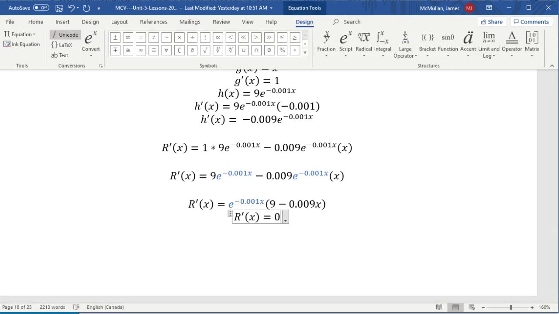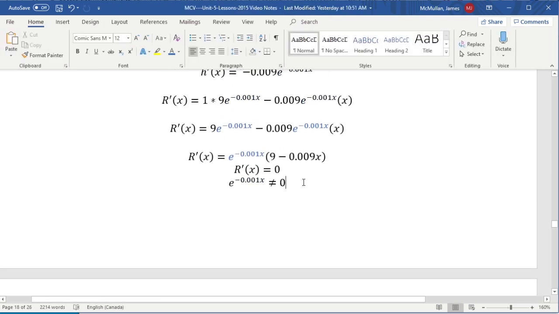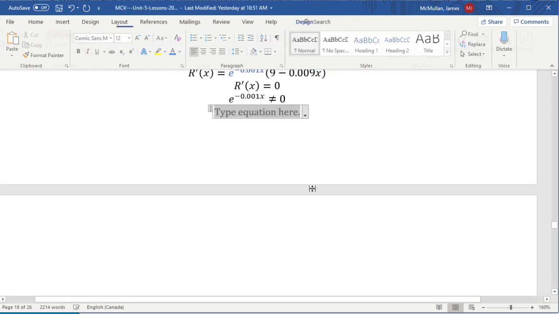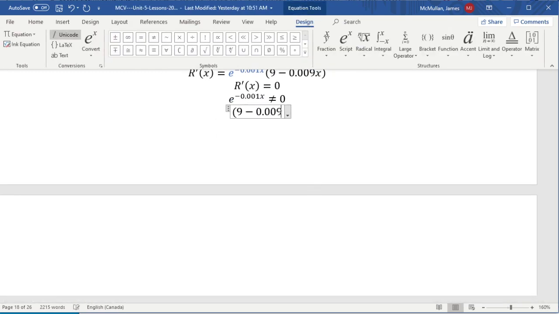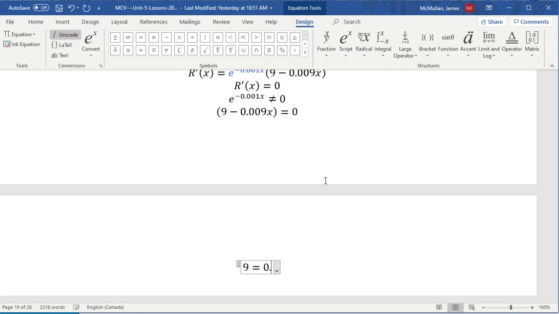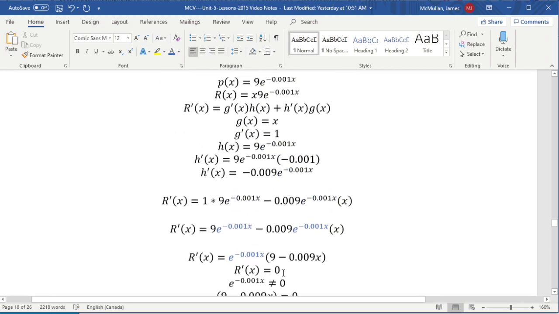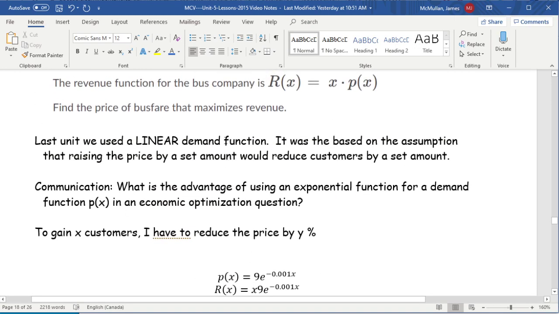Now, when is the derivative of the revenue function equal to 0? Well, we know that e to the power of negative 0.001x is never equal to 0, so that can't give us a solution. The only place we can look for a solution is the other bracket. So 9 minus 0.009x equals 0 is the solution we're looking for. So 9 equals 0.009x, which means 9 divided by 0.009 equals x, which means 1000 equals x. And so that is our critical point for this function.